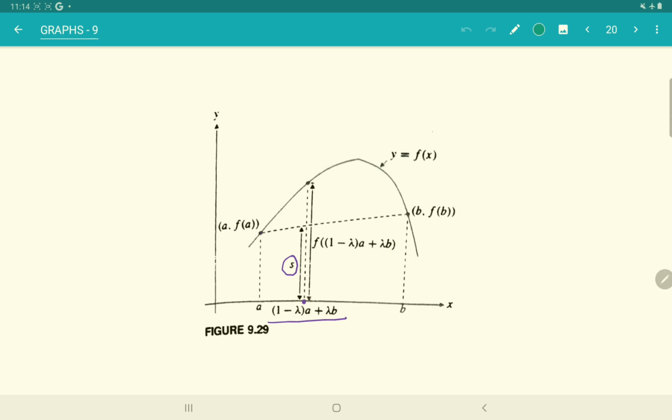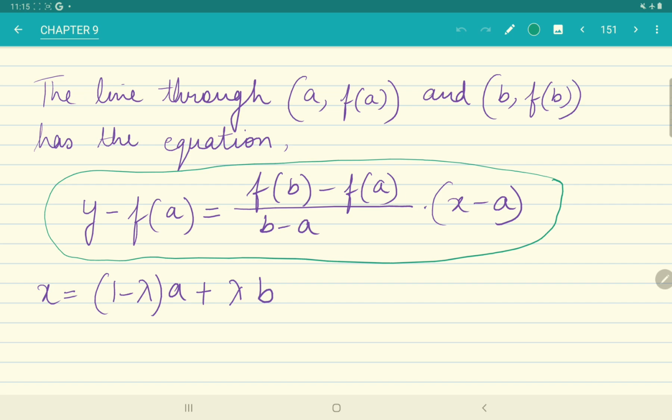Here, if I have x equal to 1 minus lambda multiplied by a plus lambda b, y is s, given that I am considering the line which is joining a, f of a and b, f of b. So now I put x as this in this equation, and then I will see what my y is, and that y will be nothing but s.